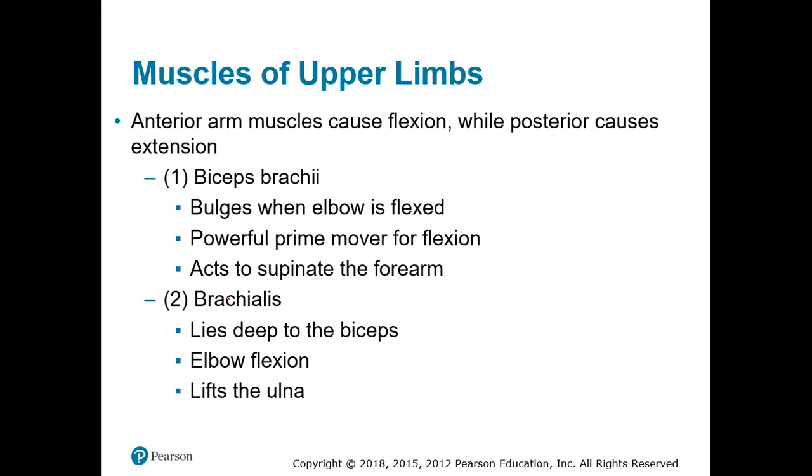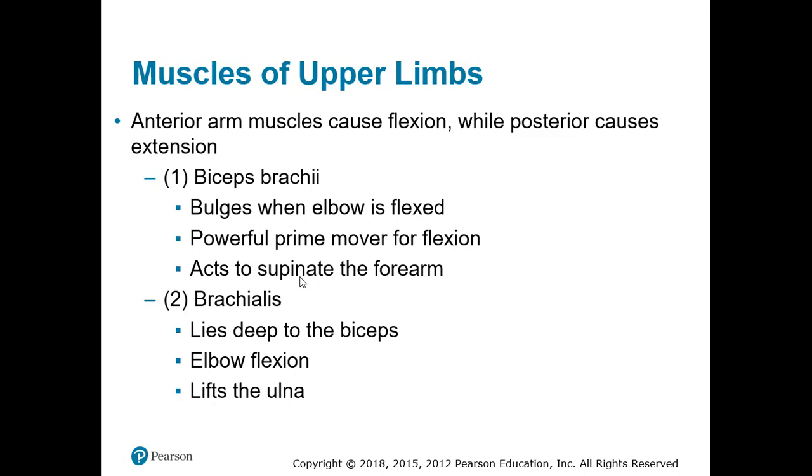So first we're going to talk about a couple that we see on the anterior side. That is your biceps brachii, which is probably your most familiar muscle that most people know. This helps flex the elbow. It is a prime mover for flexing, and it acts to supinate the forearm. So if we remember our action of supinate, it means kind of take your thumb and turn over your hand so your thumb is lateral to your body.